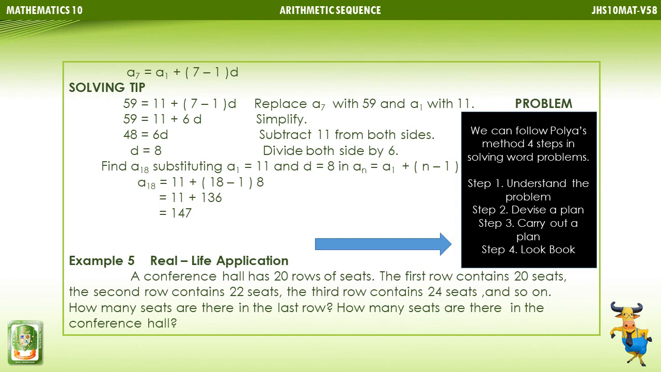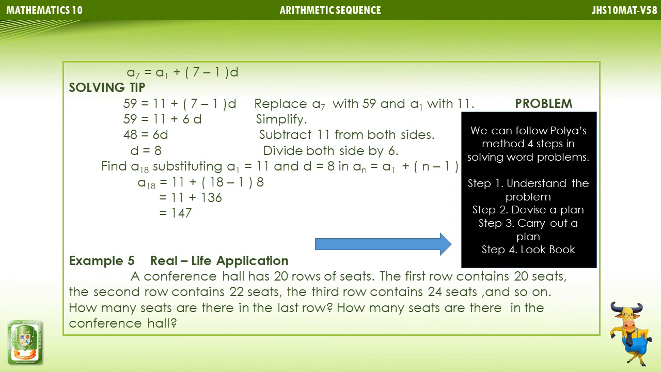Simplify. Subtract 11 from both sides. 48 equals 6d. Divide both sides by 6. d equals 8. Find a sub 18 by substituting a sub 1 equals 11 and d equals 8 in a sub n equals a sub 1 plus n minus 1 times d. A sub 18 equals 11 plus 18 minus 1 times 8 equals 11 plus 136 equals 147.